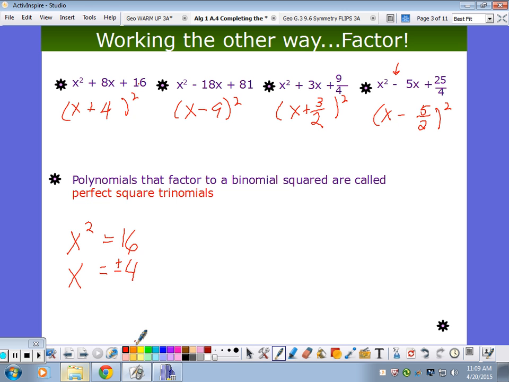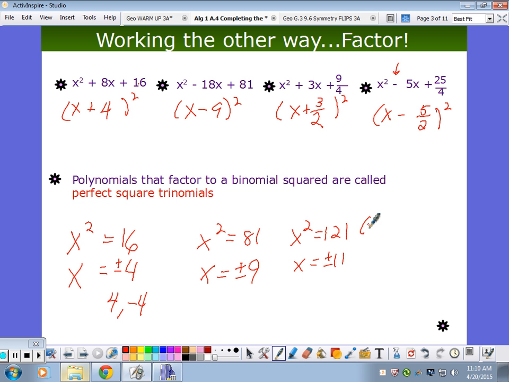Remember that new symbol we have? This is two numbers. It's 4 and it's negative 4. X squared equals 81. What's x? Plus or minus 9. X squared equals 121. What's x? Plus or minus 11.